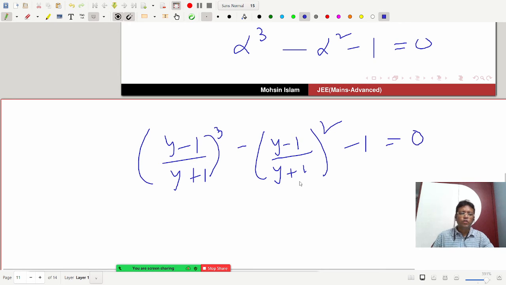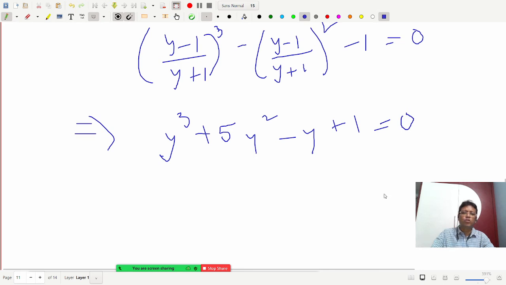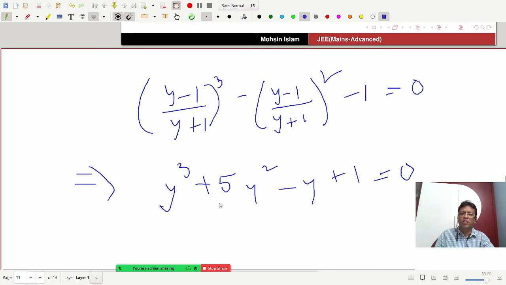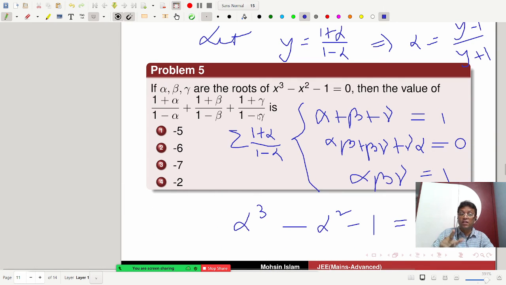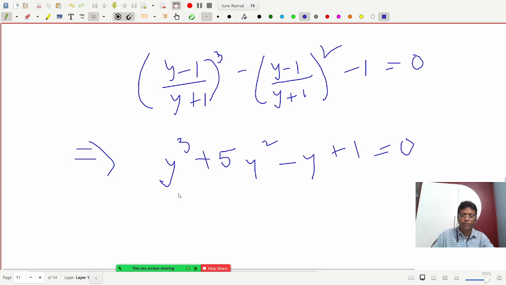Okay. So if you simplify this cubic, I have simplified it, so I'm giving you the result. You can check the simplification. It will give you y cubed plus 5y squared minus y plus 1 equal to 0. It doesn't take so much time because you can easily calculate this, but rather than that, it is very complicated to solve (1 plus alpha) by (1 minus alpha) directly, so I will suggest this technique.